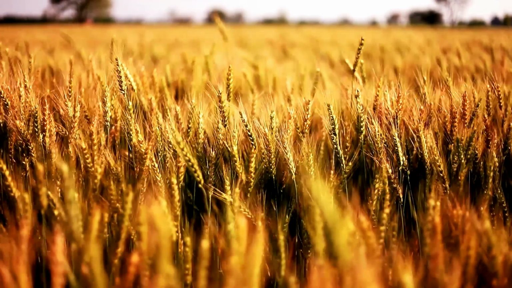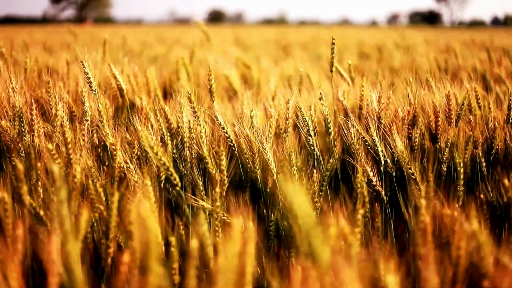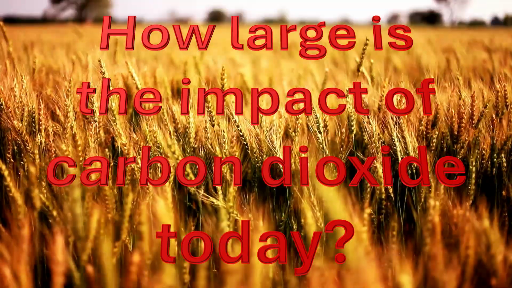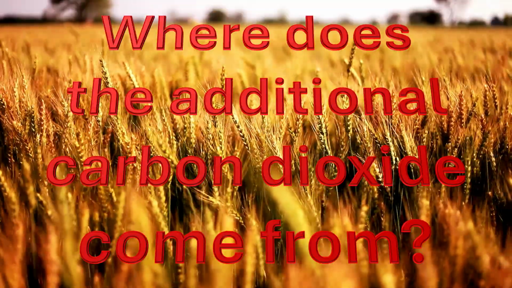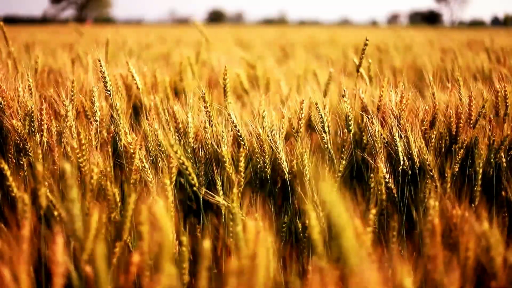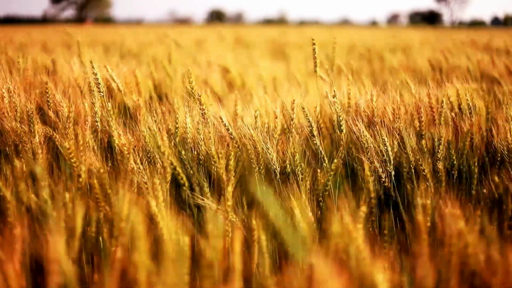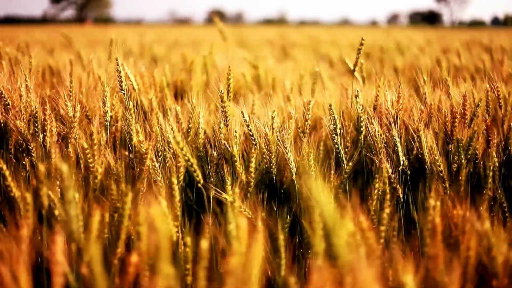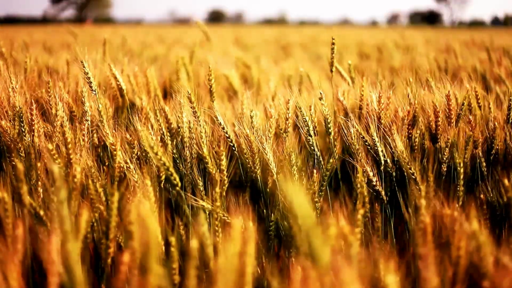This raises deeper questions. If carbon dioxide affects both radiation and the biosphere, then how large is its total impact, and where does the additional carbon dioxide come from in today's climate system? In the next part, we will examine this question in the modern context. We will compare different lines of evidence from radiation, vegetation, and observations to better understand the full role of carbon dioxide in today's climate.